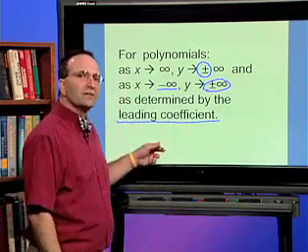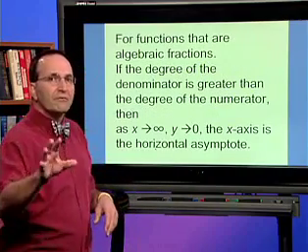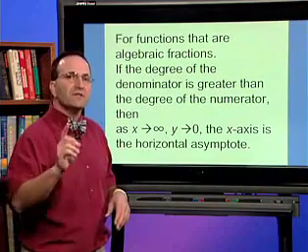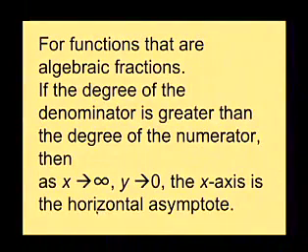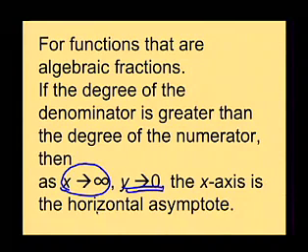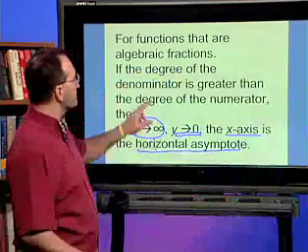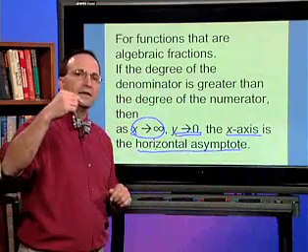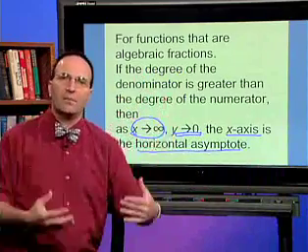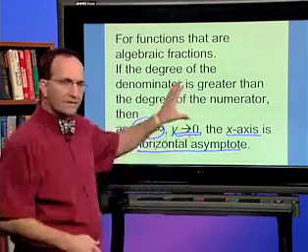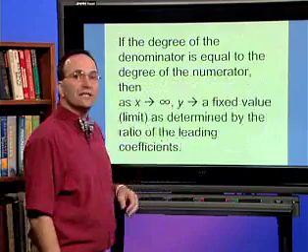What about functions that are algebraic fractions? Let's take a few different cases. If the degree of the denominator is greater than the degree of the numerator, okay, so the degree in the denominator is greater, then as x approaches infinity, y will be approaching 0, which means the x-axis is our horizontal asymptote. So again, that's if the degree of the denominator is more than the numerator. So let's say there's x squared on the top, x cubed on the bottom. That's this example.